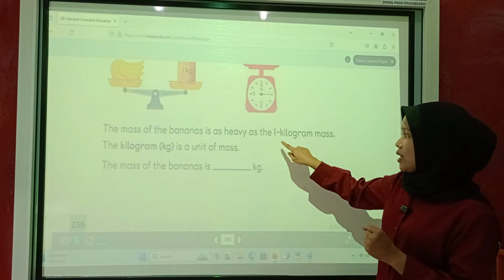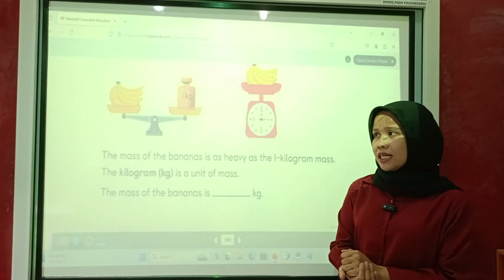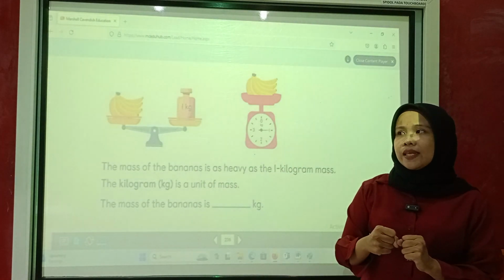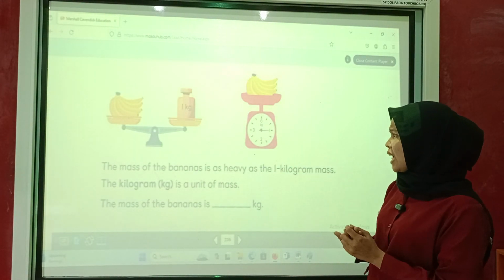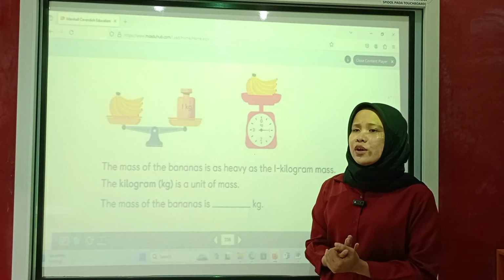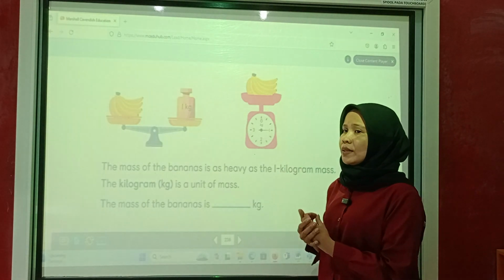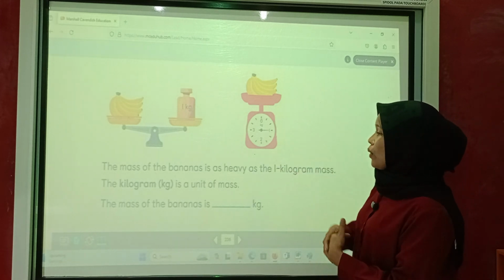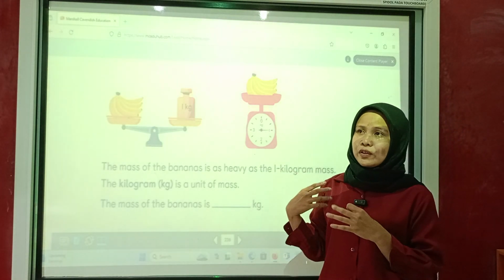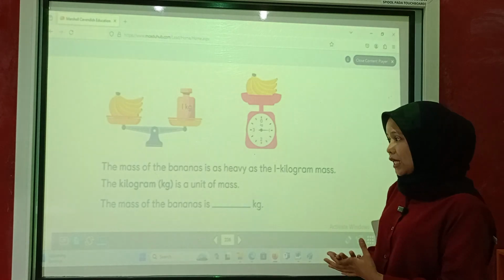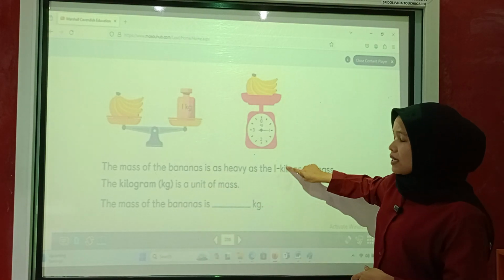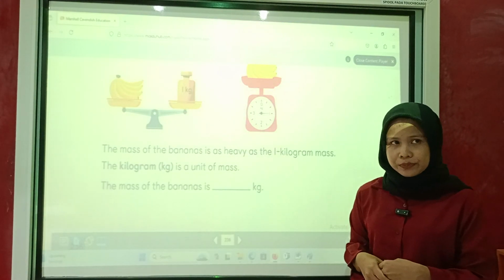I will tell the students there are some types of scales. The first is here, and the second is this one. I will explain that the scale is the thing that we use to measure the mass of objects, like this banana is about 1 kilogram. So I will explain to the students about kilogram and gram too. The short form of kilogram is kg, and the short form of gram is g.